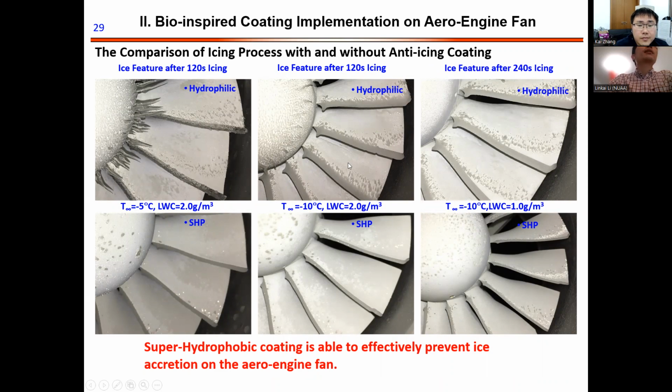But the coating is more effective, and it is also economical. When we apply this super hydrophobic coating, you can find that the ice accretion is significantly less than on the hydrophilic surface. And these three pictures show you how the ice builds up on these two kinds of coated surfaces.